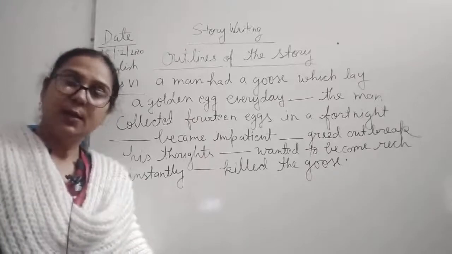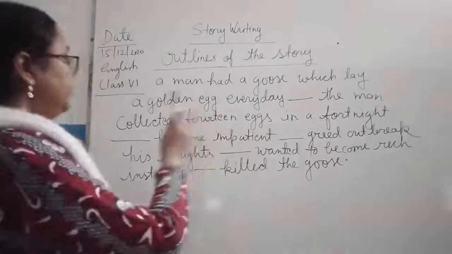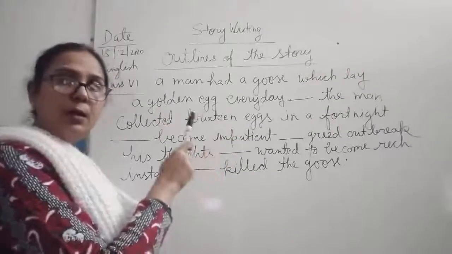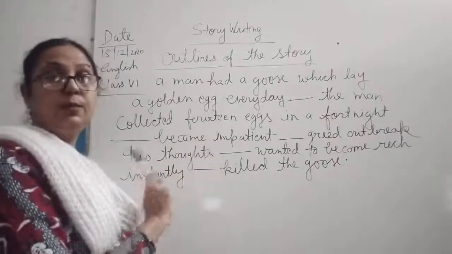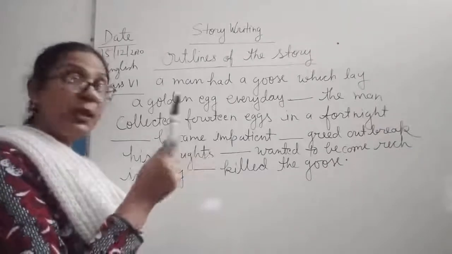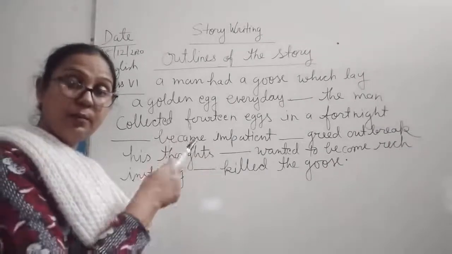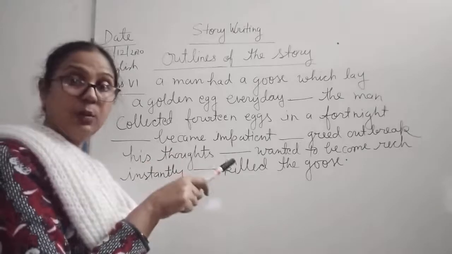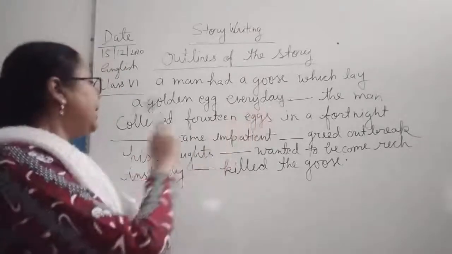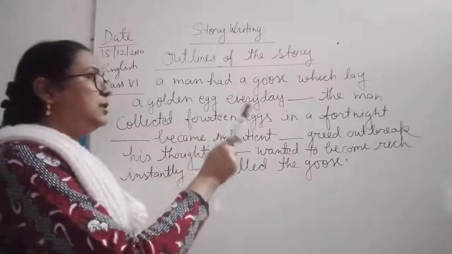So now we are moving to "which lay a golden egg." It means he got a goose. From where? You just create it. Okay? From where he got this goose. So you just write down from your imagination. Now the man collected 14 eggs in a fortnight.